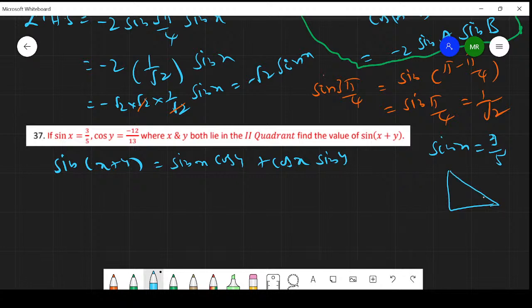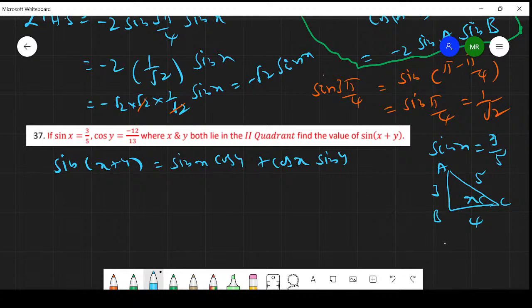Use a right angle triangle. This is x, so sin x is 3 and the hypotenuse is 5. You know that? Find the other side using Pythagoras theorem. I explained in the previous class how to find that, so look into the previous class.